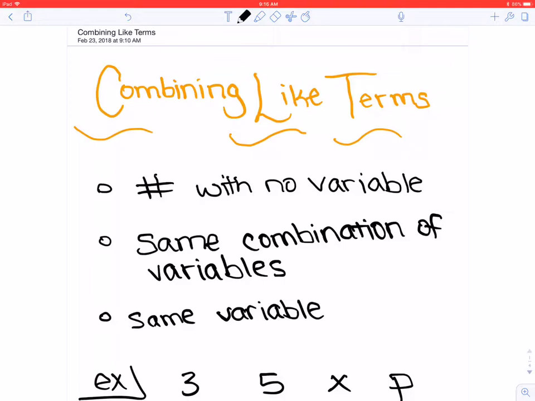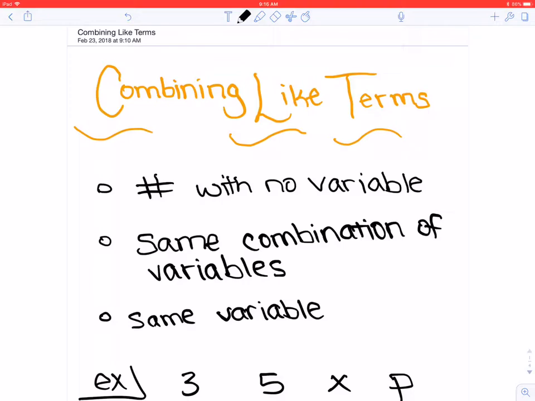They're only numbers. But when we add a variable, then 5p is not the same as 7. 2x is not the same as 14 because we've added the x to it.